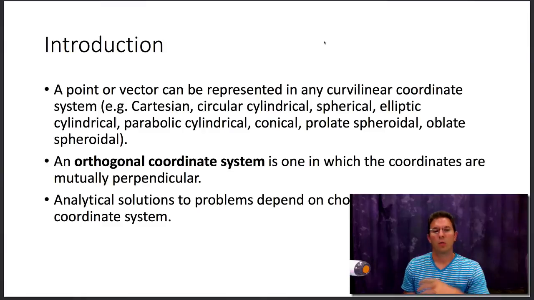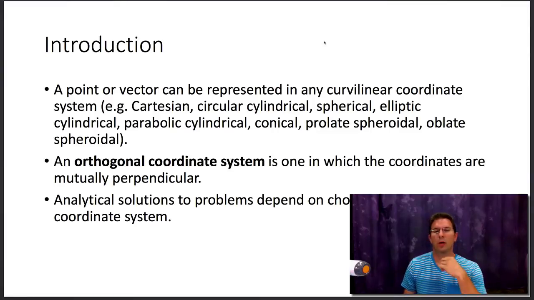An orthogonal coordinate system is one in which the coordinates are mutually perpendicular. Those are the kinds of coordinate systems we're going to be focusing on primarily in this course, the ones in which the coordinates each are mutually perpendicular.